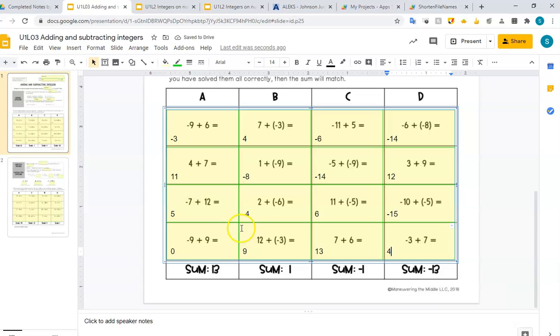And let's just check. So we've got -3 plus 11. That's positive 8. Plus 5 is 13. So that one worked out. We've got 4 plus -8. That is -4. Plus another -4 is -8. Plus 9 is 1. So that one's right.